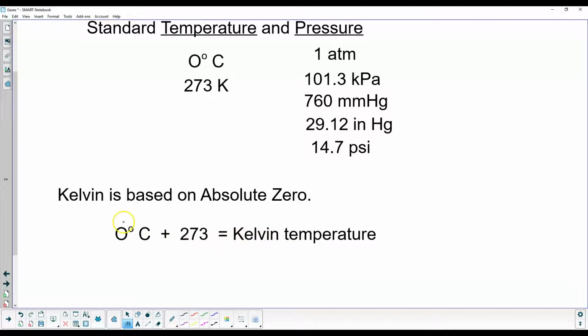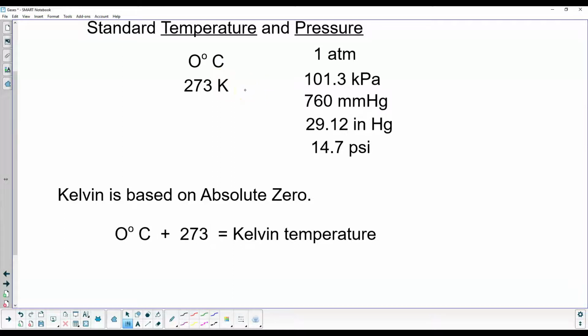We'll talk about absolute zero later, but just be aware if you need to convert to Kelvin temperature, you take whatever the temperature is in Celsius, and you add 273 to it. That'll give you your Kelvin temperature. So 0 Celsius, 0 plus 273, is 273 Kelvin. Notice that it's not a degree symbol, it's just Kelvin.